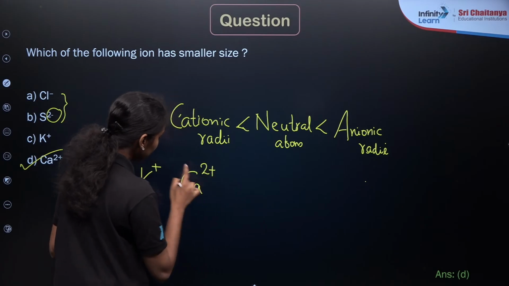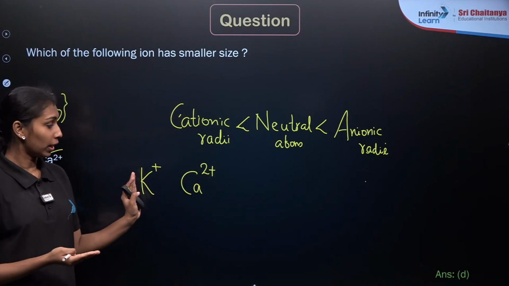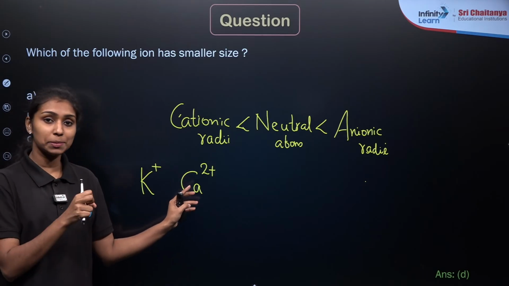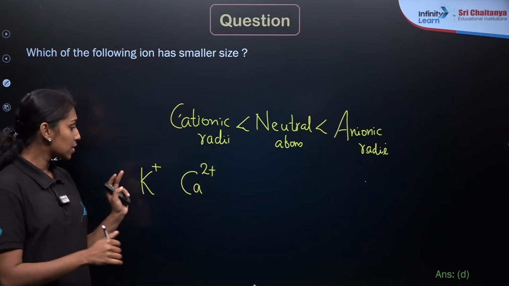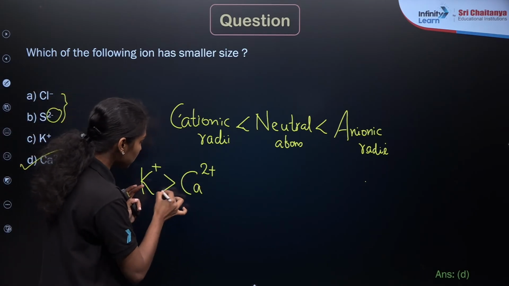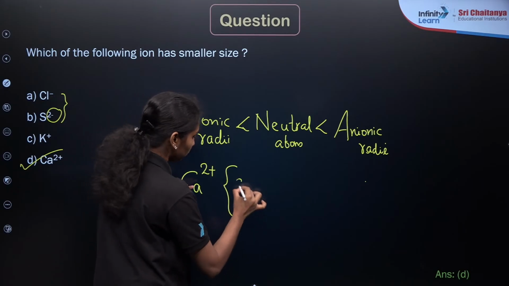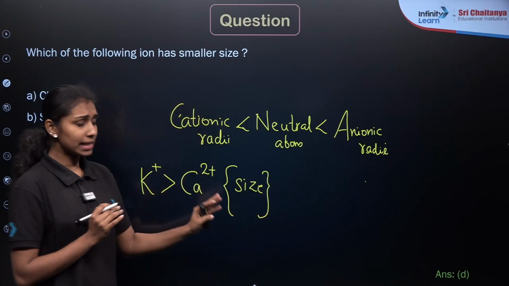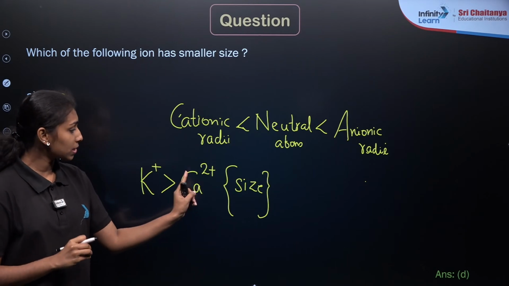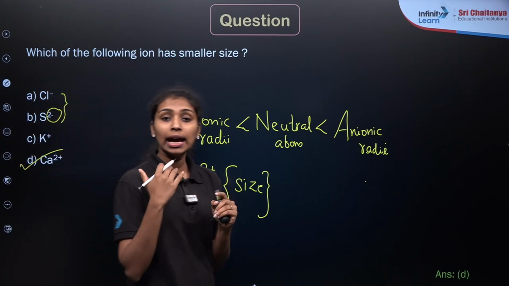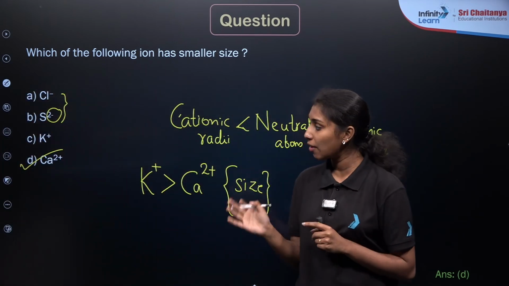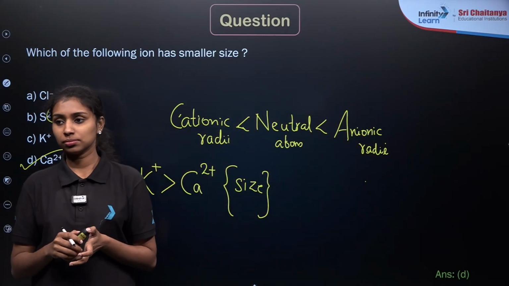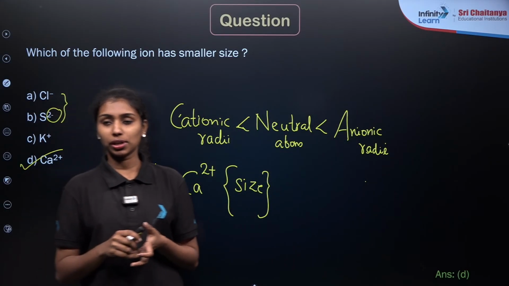So what you are observing here, in the case of K+, one electron is removed. But in the case of Ca2+, two electrons are removed, which means that there will be strong attraction between the electrons as well as the nucleus. So it will be having the smallest size. So we can simply say that the cation with higher positive charge will be having the smaller size and the anion with higher negative charge will be having the highest size. Okay, I hope you understand.